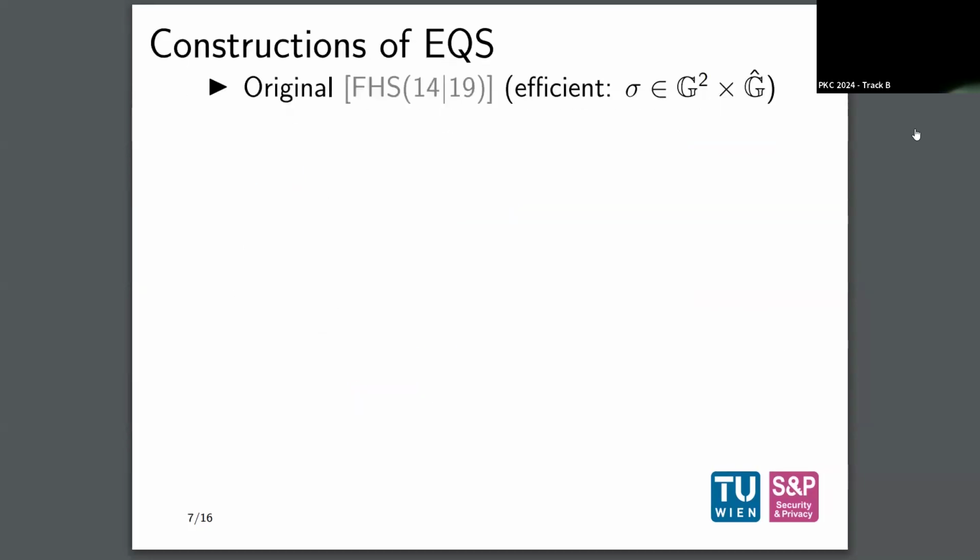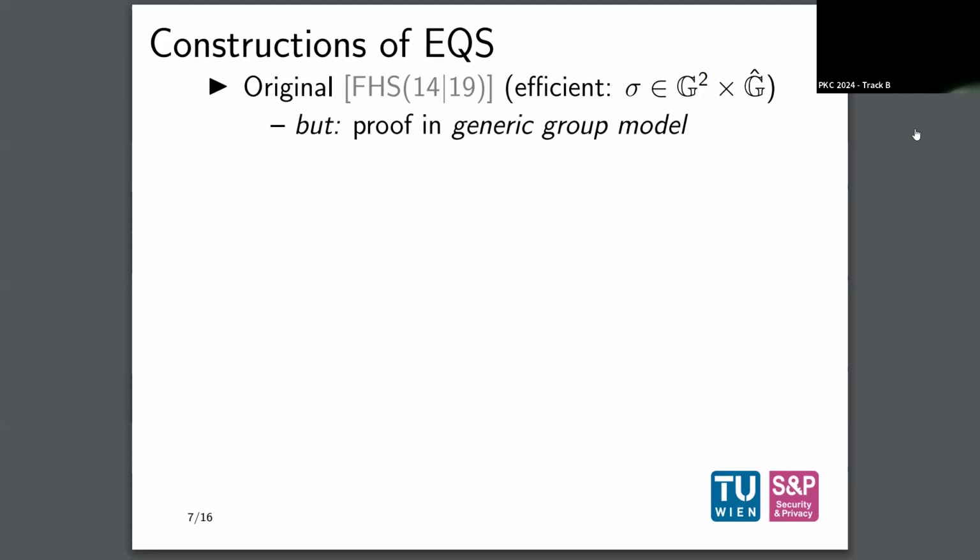Okay, so what constructions of equivalence class signatures are out there? In the original paper by Fuchsbauer, Hanser, and Slamanig, they had quite an efficient construction. So we're in a bilinear group, and their signatures had 2 elements of the first group and 1 element of the second group, which is quite efficient.